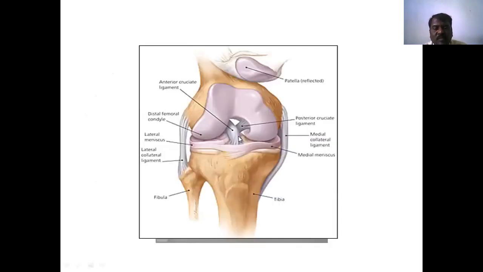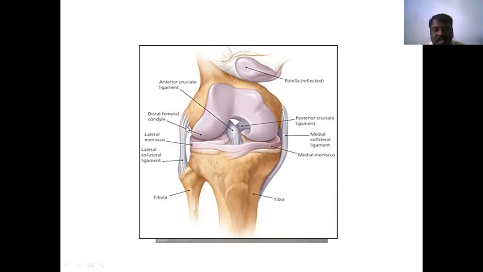See here, we can identify the anterior cruciate ligament. These two are crossing each other. This is the anterior cruciate ligament. This is the posterior cruciate ligament. This is the transverse ligament. These two are the menisci. This is the medial meniscus. This is the lateral meniscus.